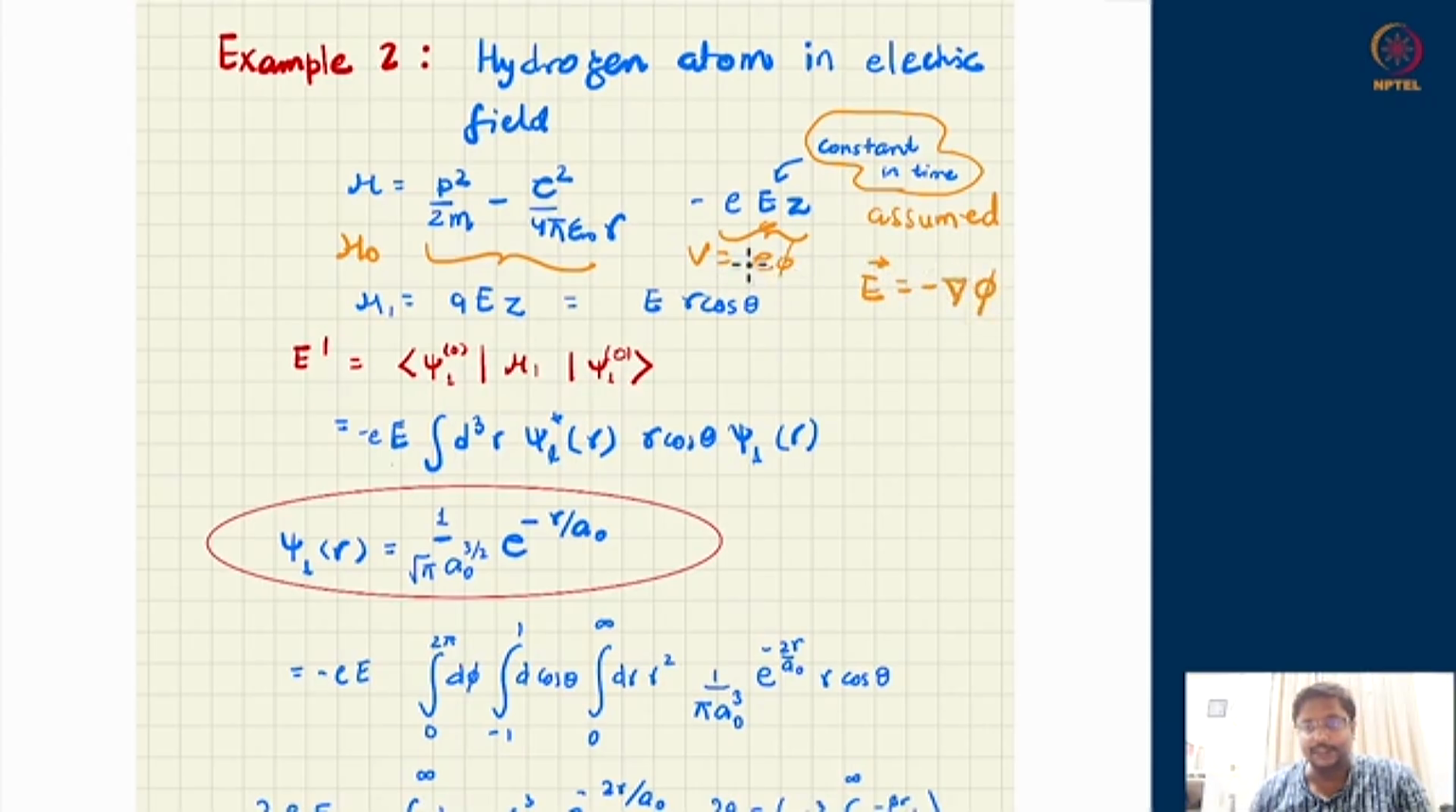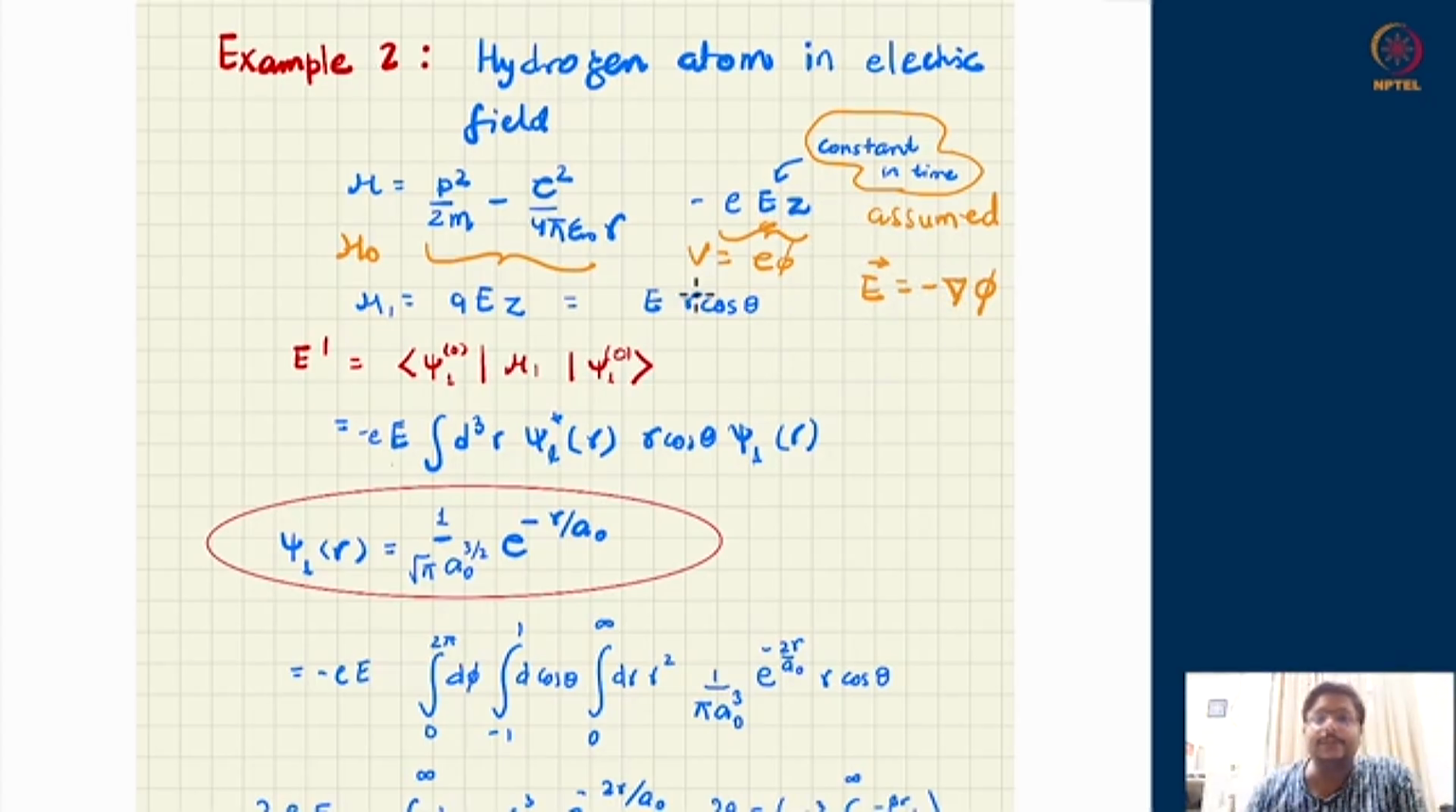Therefore, with the potential being minus E times E, being the electric field magnitude, times Z, then its gradient just becomes a constant electric field in the Z direction.